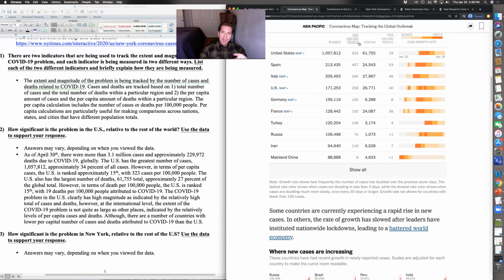So if we go over here to the second column, cases per 100,000 people, if you click on that, and again, I expect you to do this, but you can see just by looking here.